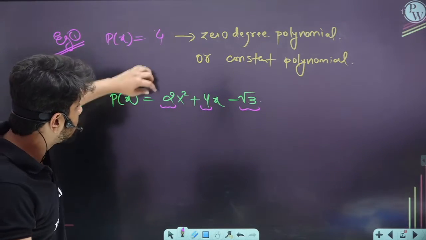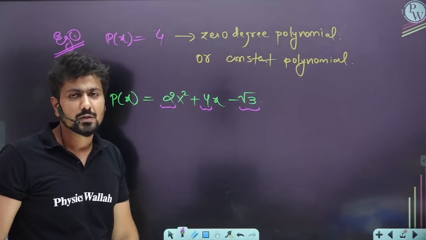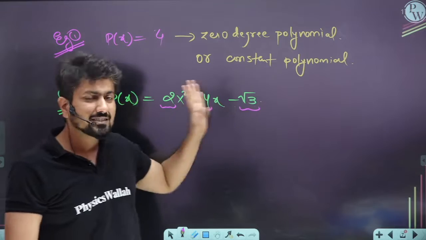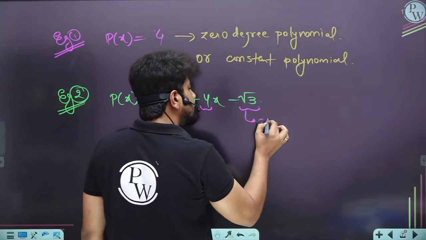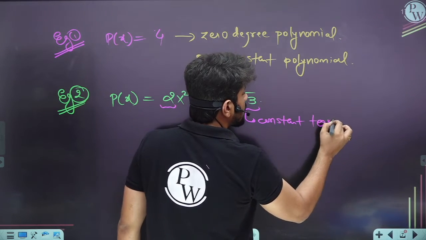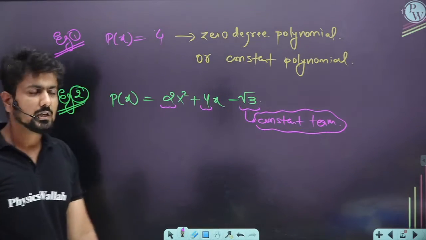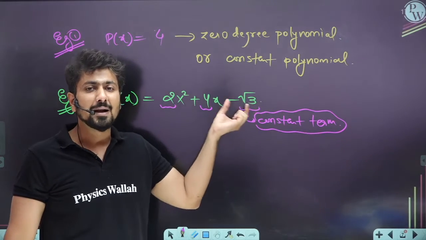If I ask you what's the coefficient of x square, you will say the coefficient of x square is 2. What's the coefficient of x? That is 4. What is the coefficient of x raised to the power 0? That is minus root 3. We also call it the constant term, because this term is constant. This term is not dependent upon x.